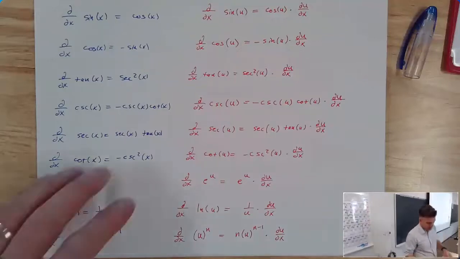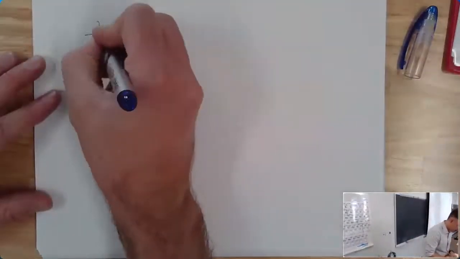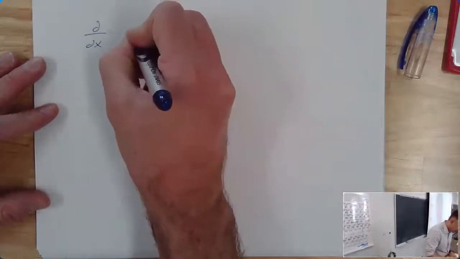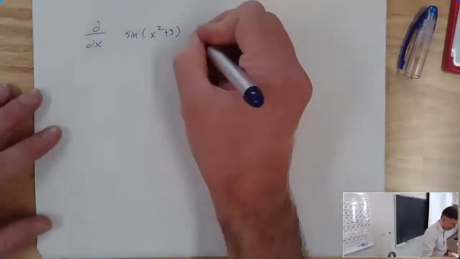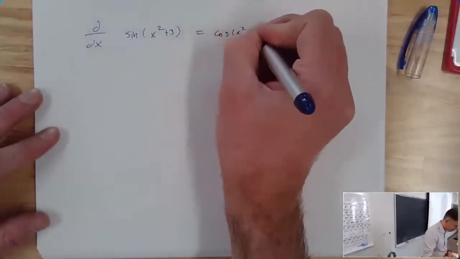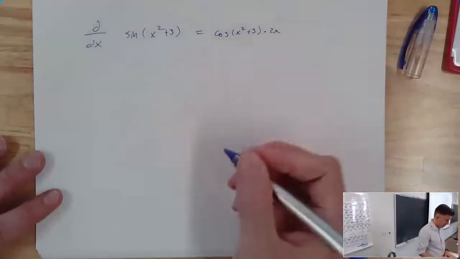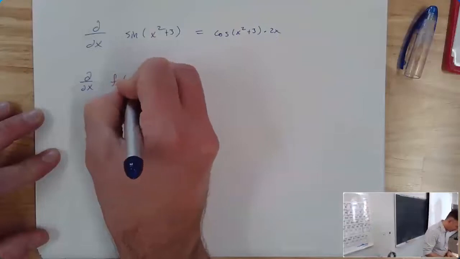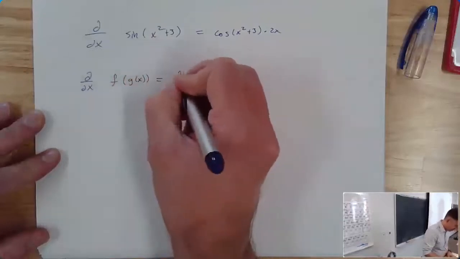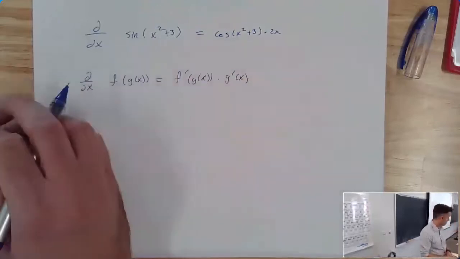Well, the short answer is because it's not right. For example, if I want to take the derivative of sine of x squared plus 3, it's not just cosine of x squared plus 3. That's wrong. Because the chain rule says if you're taking the derivative of some function of a function, it's got to be f prime of g of x times g prime of x.